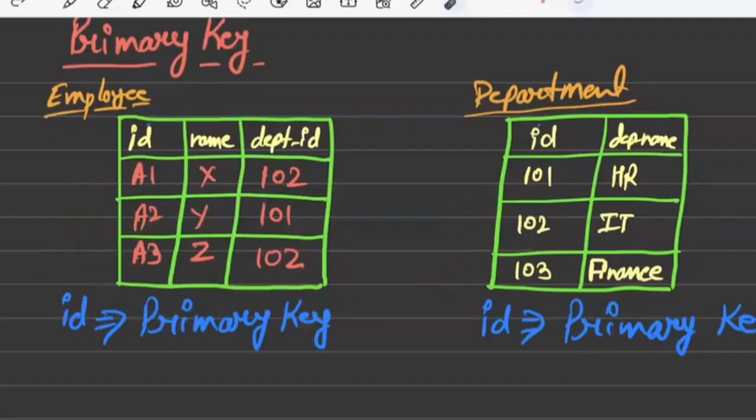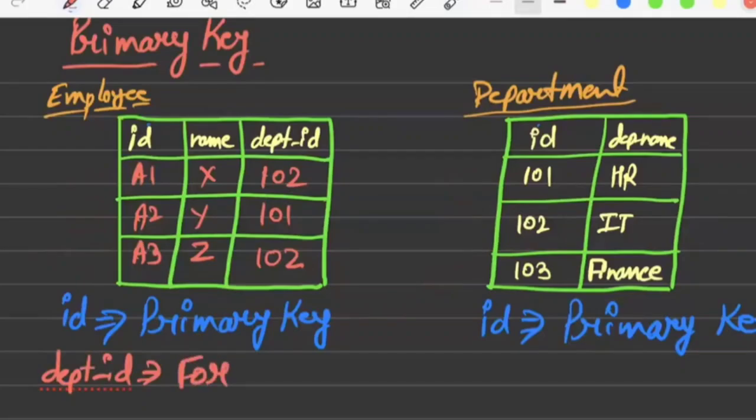But here, the department ID. In this table, department ID is basically your foreign key. Right? Foreigner is a very similar term. So how can you put it? Let's say you are an Indian, right? And you are visiting a different country.